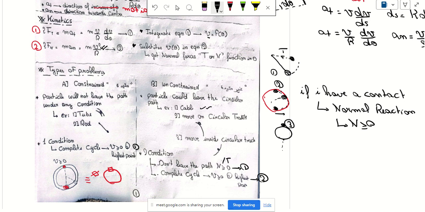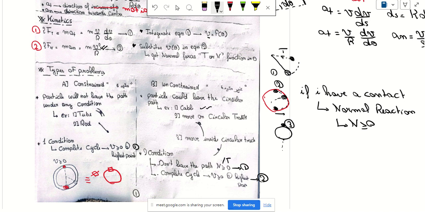If I'm talking about a constraint, like a ball moving in a tube, it's simply that if the particle has a speed at the highest point, it will go further. If it's equal to 0, it will move back to the initial position under gravity. So the minimum velocity needed is when you have v greater than 0 at the highest point. Is this one clear or not?